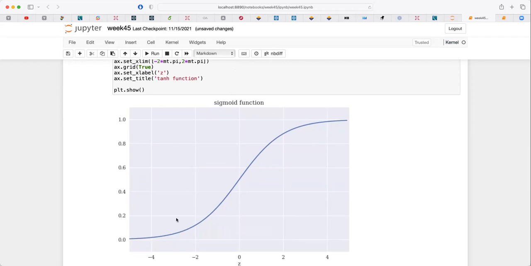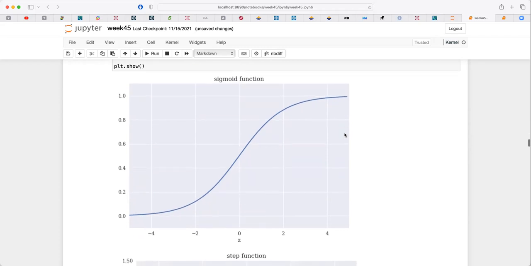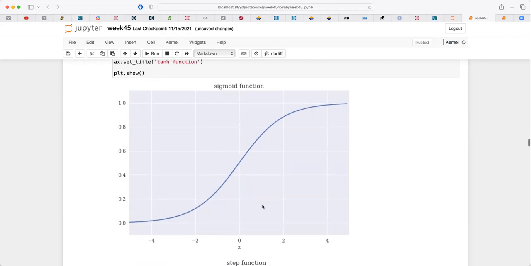And you see also one problem here, which is going to be very important for neural networks and the calculations of gradients. So the gradient, when we are going to evaluate and find the optimal parameters of a given model, will depend on the derivative of this function. And you see that when you extend this to larger values of z, it gets flatter and flatter.